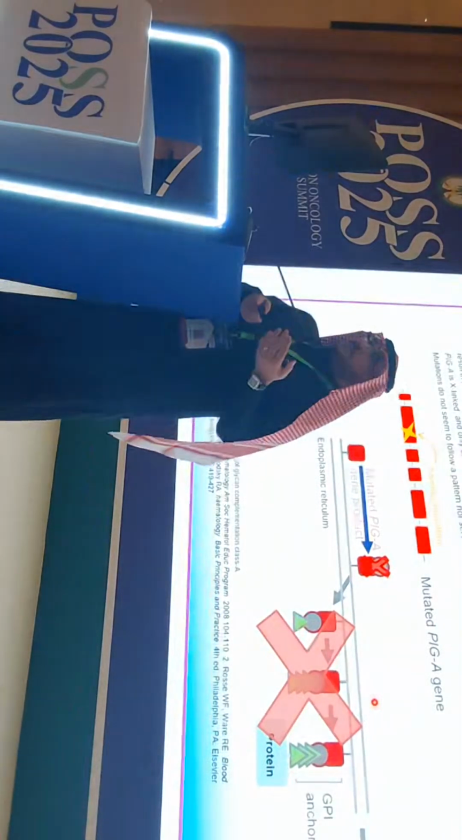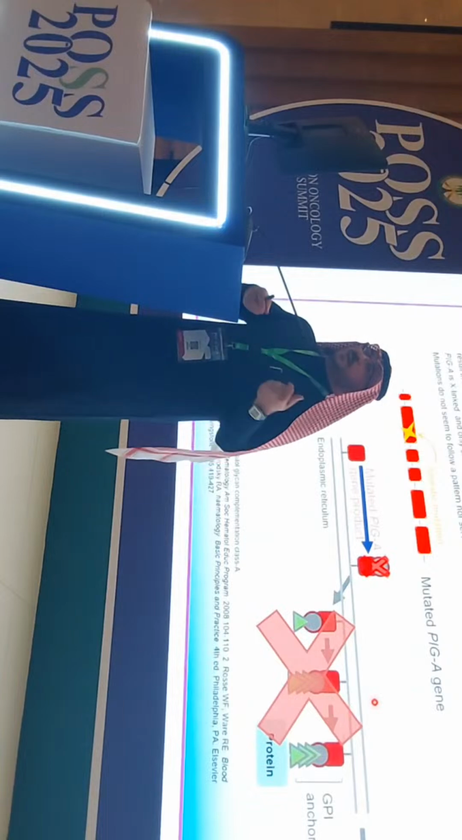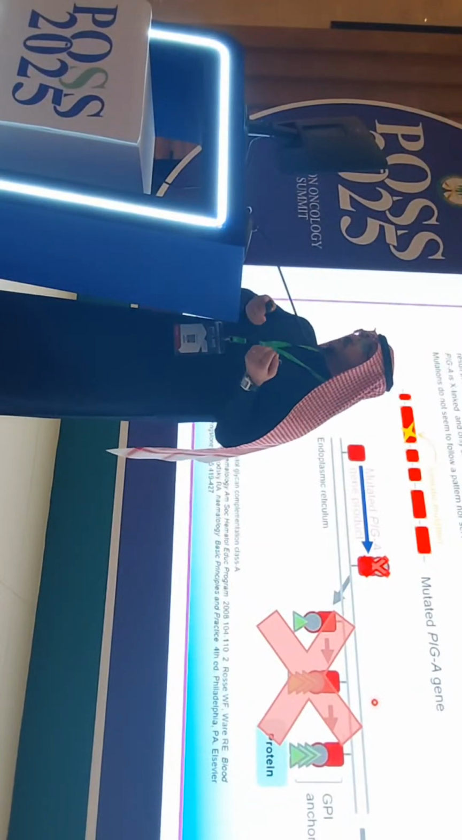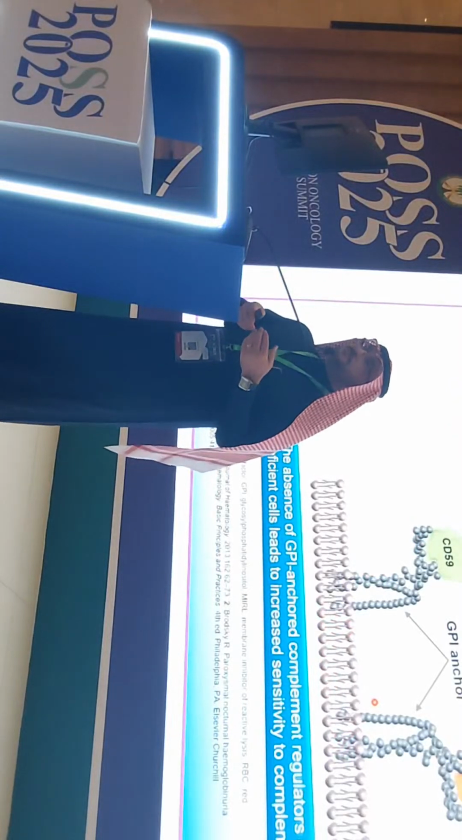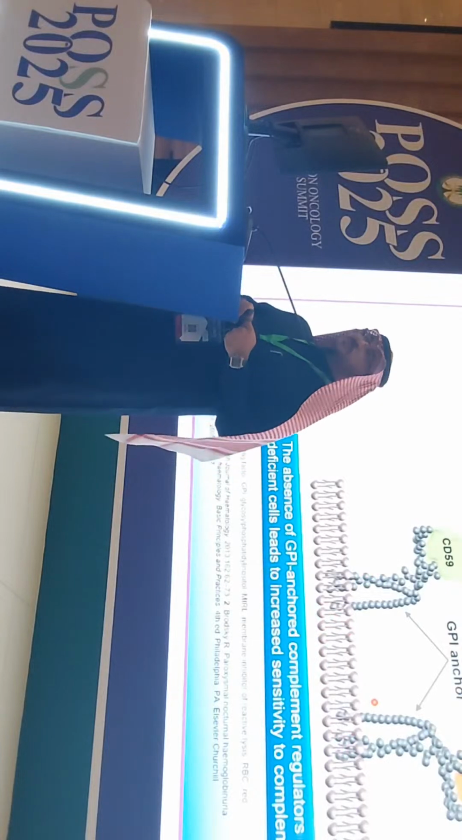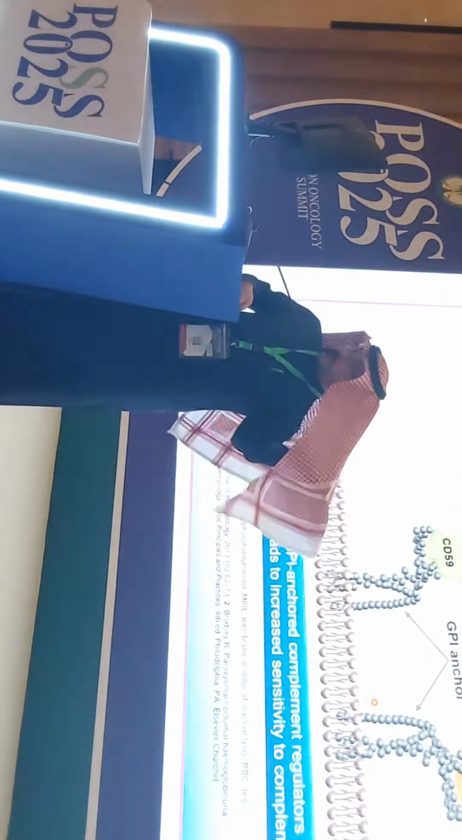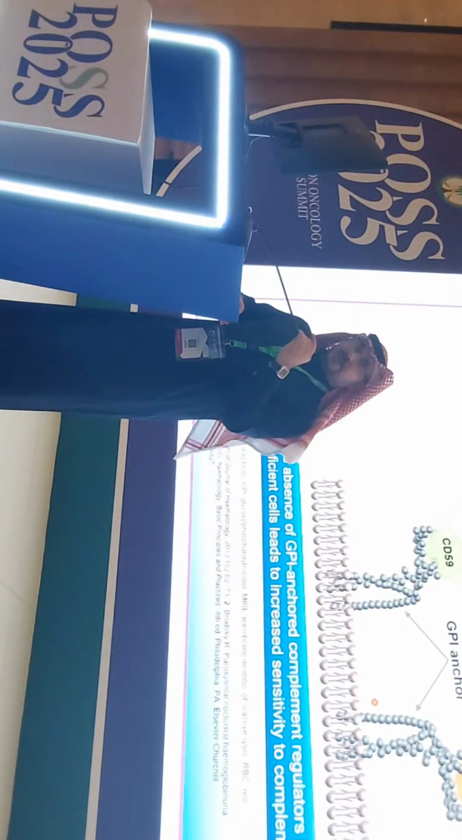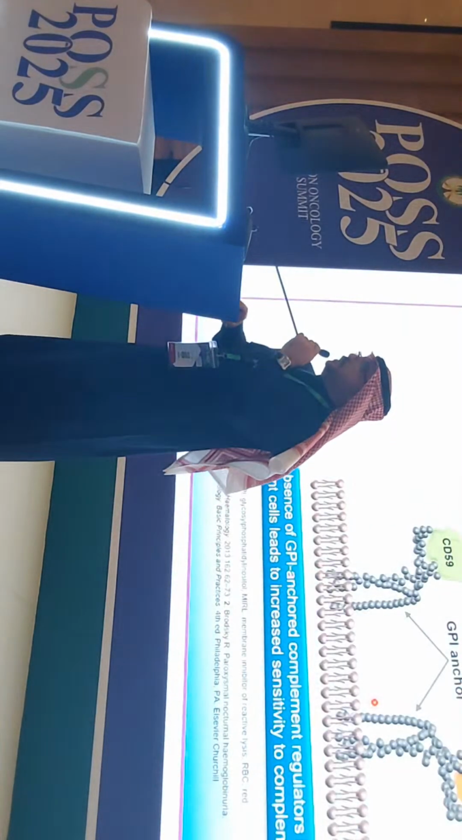So the RBCs are devoid of these inhibitory molecules that are important to inhibit the complement pathway, leading to lysis of these blood cells. Now, these are the two important inhibitory molecules, CD55 and CD59. CD55 is decay accelerating factor, and CD59 is membrane inhibitor of reactive lysis.